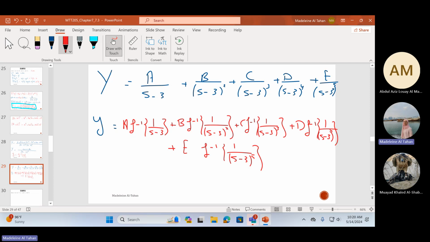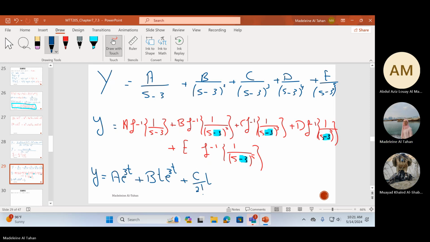So 1 over s minus 3, it's from the formula in the last one, right? A e^(3t). Now these ones remind us of what? If we don't have the minus 3, what will we get? 1 over s squared. What's the inverse of 1 over s squared? t, right? So I multiply it by e^(3t). The second one, (s minus 3) cubed, it's what? If we remove the minus 3, 1 over s cubed, miss, it's what?